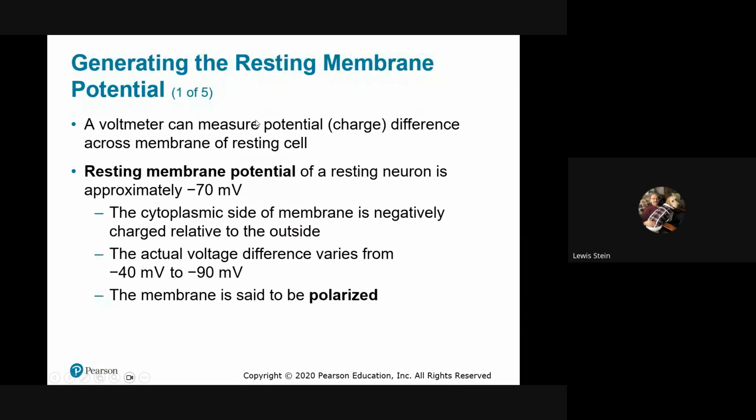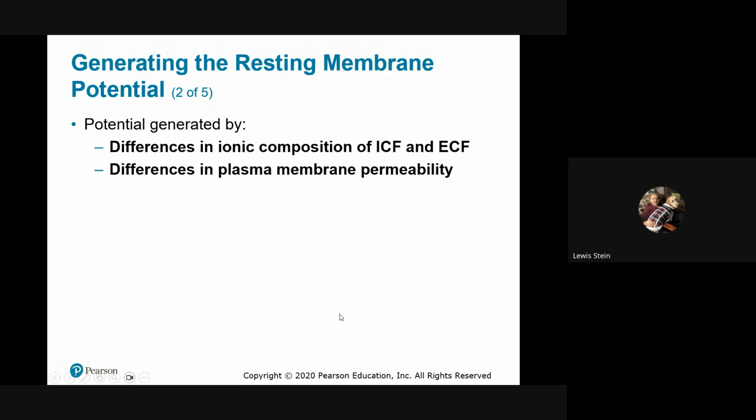Same deal. Resting membrane potential is about minus 70, varies depending, polarized, not going over it. The different compositions, did this already, intracellular versus extracellular fluid, and differences in permeability are important. And that relates, again, to permeability in the instance of the resting membrane. There are more potassium leak channels than sodium leak channels.